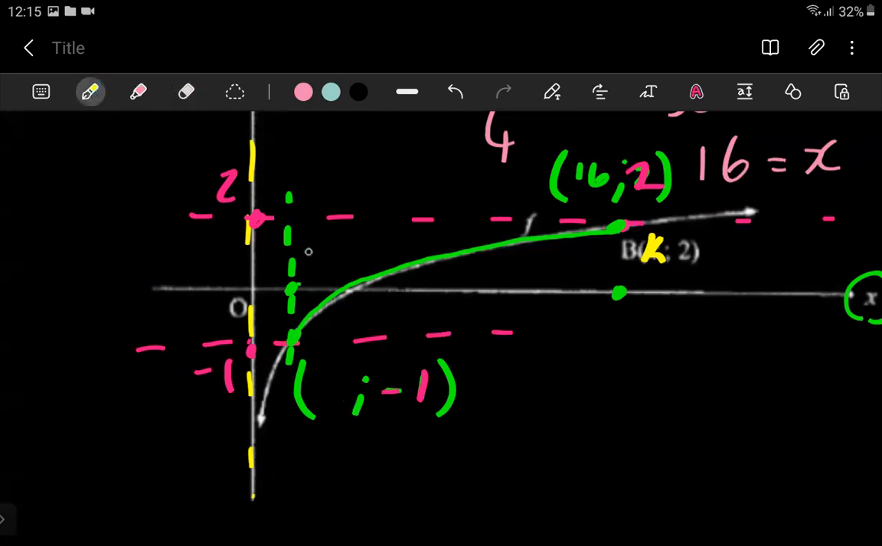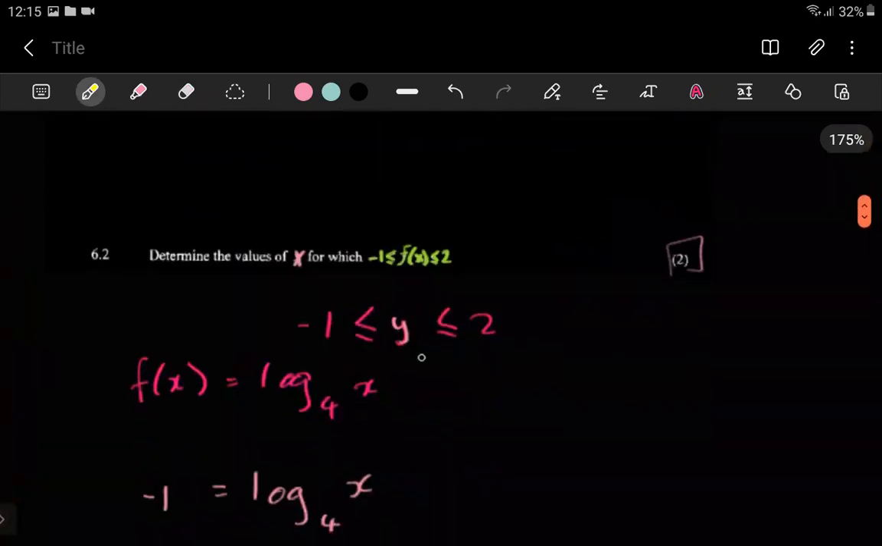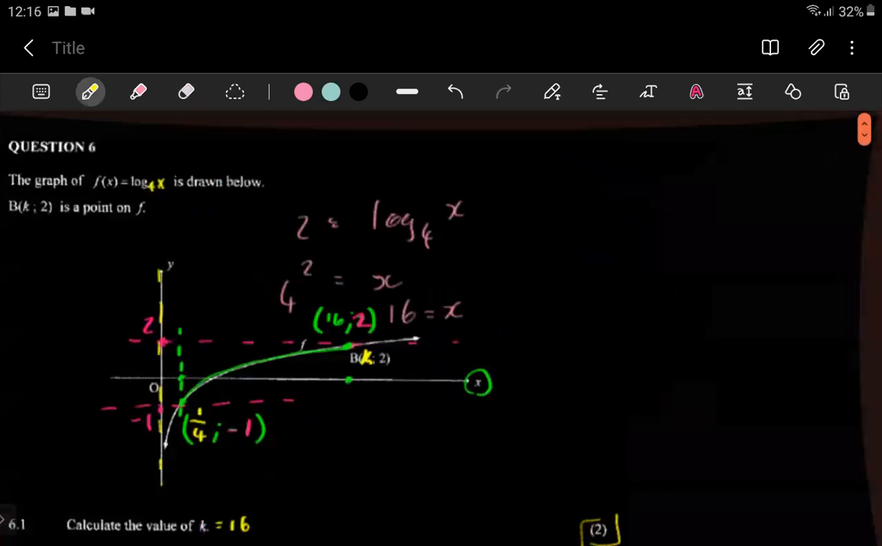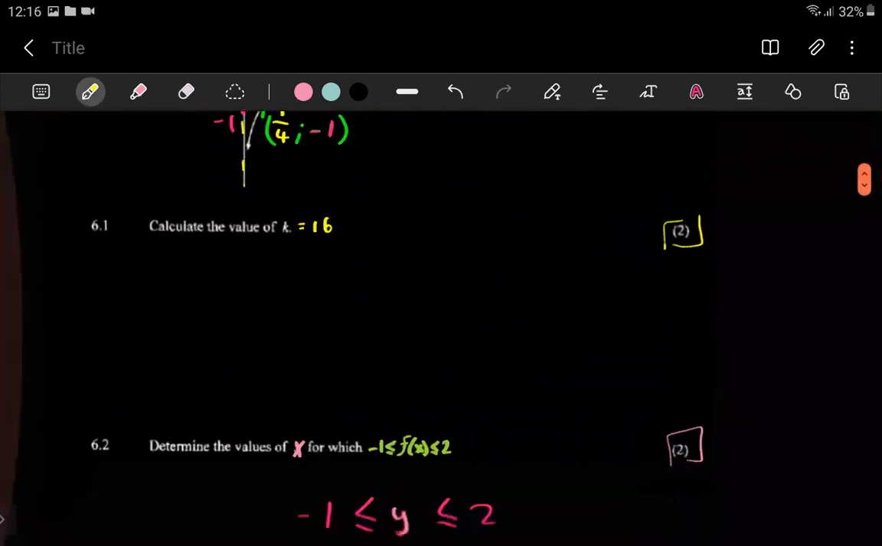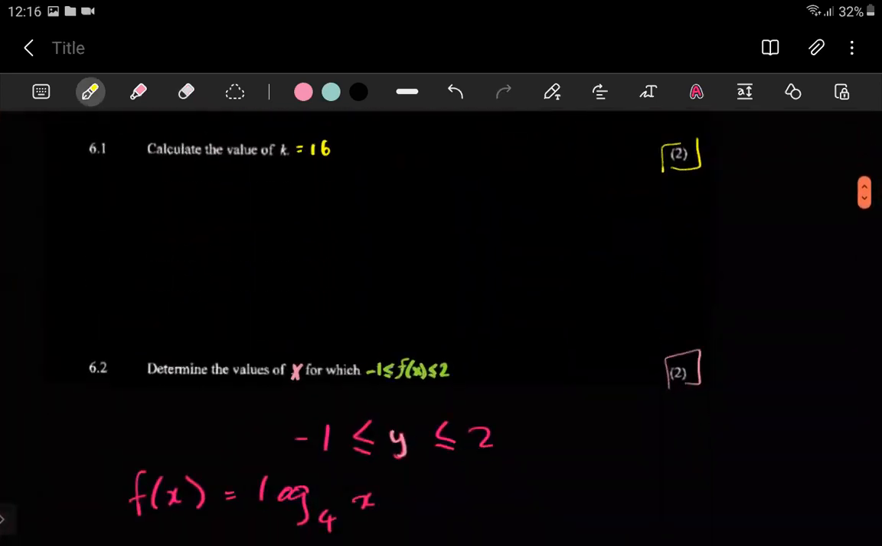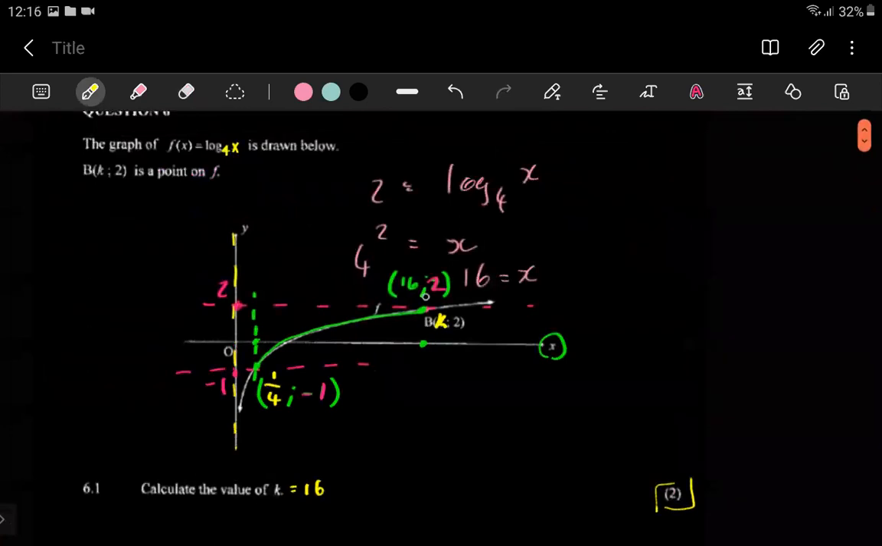See, a quarter. So now we can say, okay, fine, the graph is equal to or bigger than -1, starting from a quarter, and it is smaller than or equal to 2, ending at 16. So between a quarter and 16, that's the portion of the graph where it's between -1 and 2.